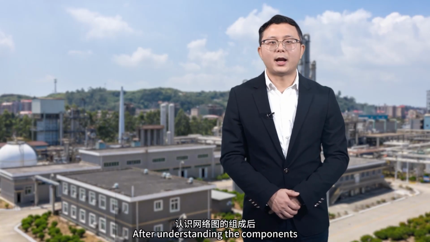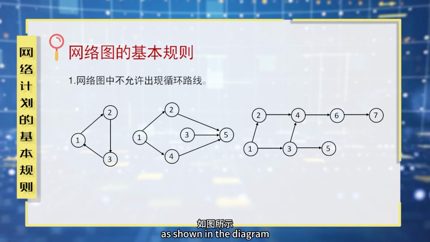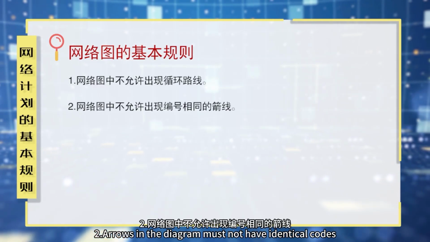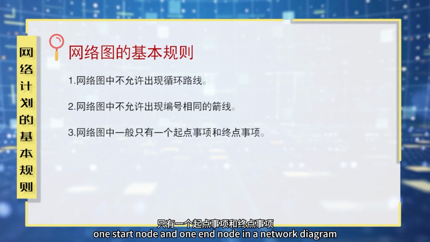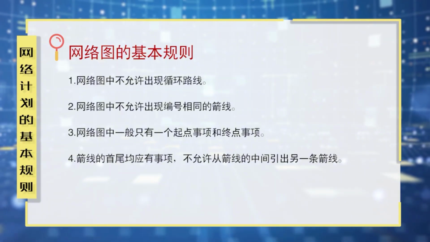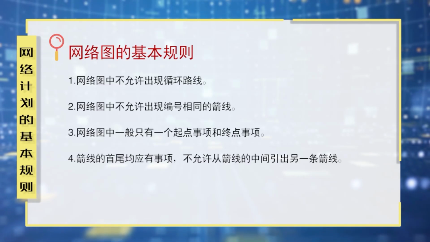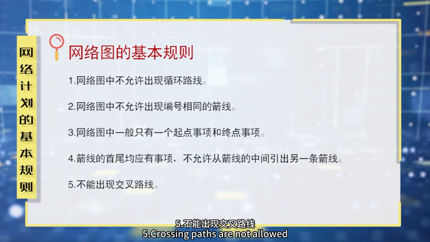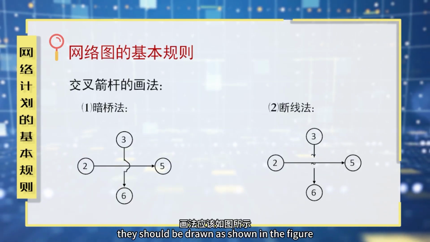After understanding the components, let's look at the basic rules of network diagrams. First, no circular paths are allowed, as shown in the diagram. Second, arrows in the diagram must not have identical codes. Third, there is generally only one start node and one end node in a network diagram. Fourth, each arrow must begin and end with an event node. No arrow may branch from the middle of another arrow. Fifth, crossing paths are not allowed. When paths intersect, they should be drawn, as shown in the figure.